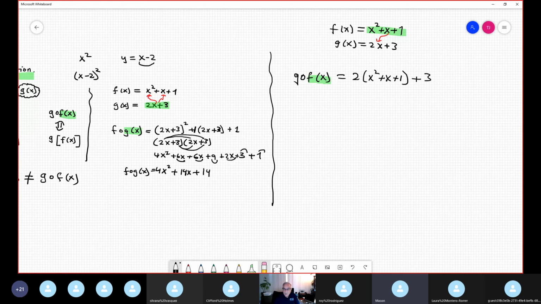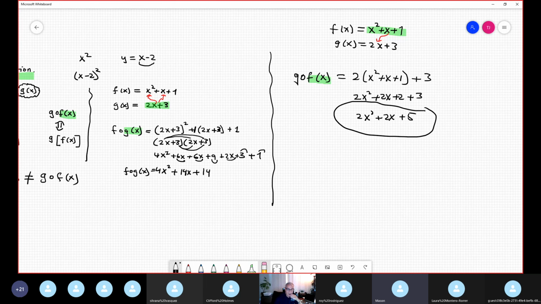Leave it like that one? No. At least distribute the property: 2x squared plus 2x plus 2 plus 3 is 2x squared plus 2x plus 5. And you see that this expression and this expression are totally different. Not commutative, right? Not commutative.